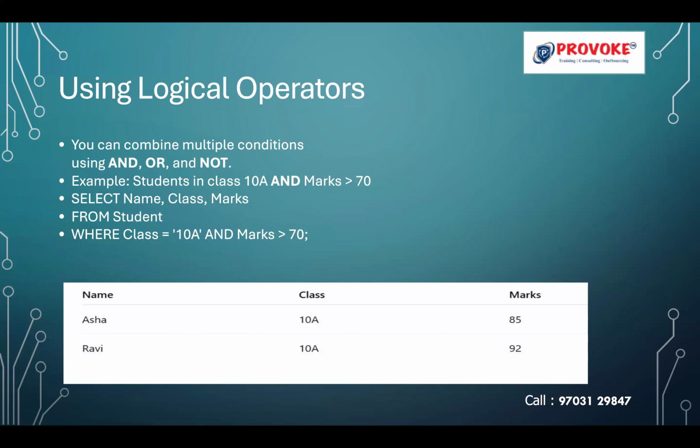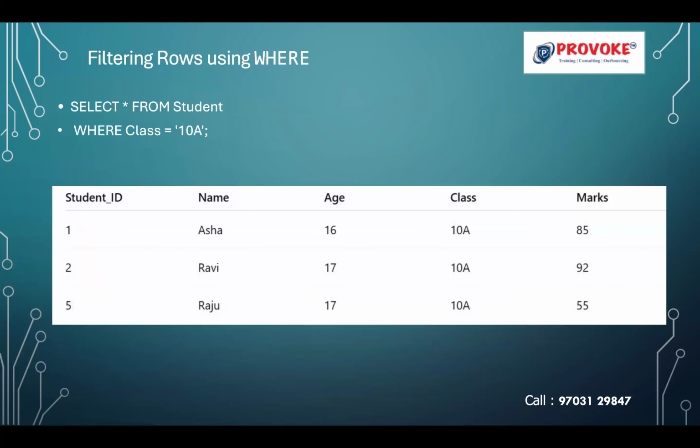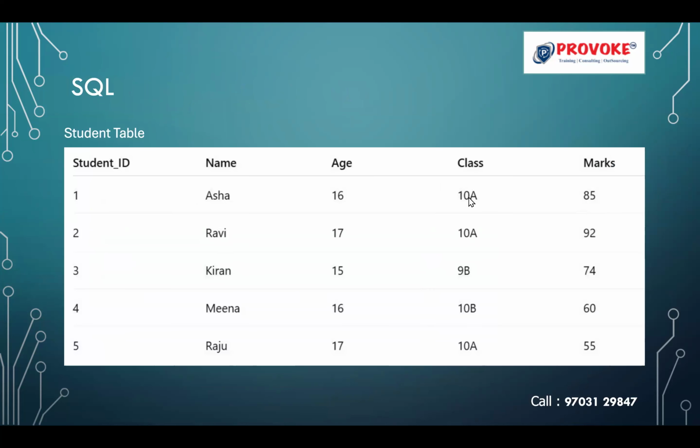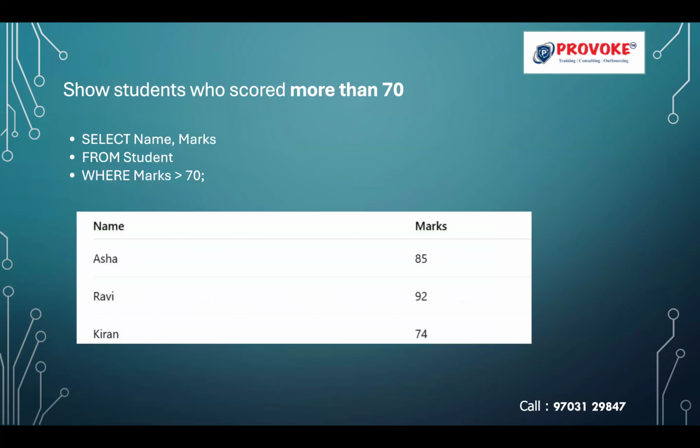Here I have given the example for the AND operator. It will check that both the conditions are true. So the record should be 10A and marks should be greater than 70. If you see here, 10A has 2 records and marks are also greater than 70. That is why we are getting this result.